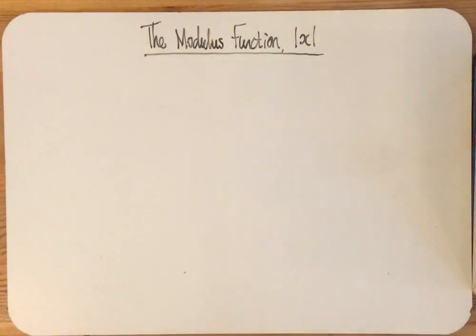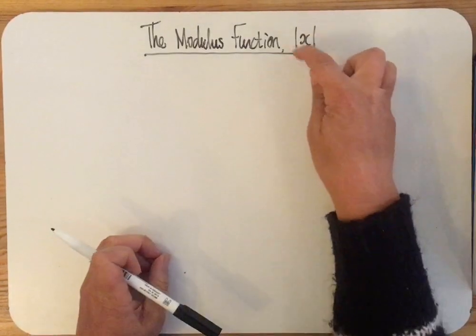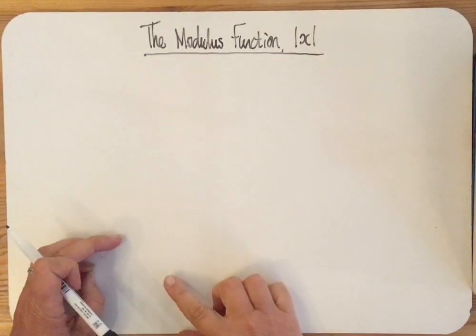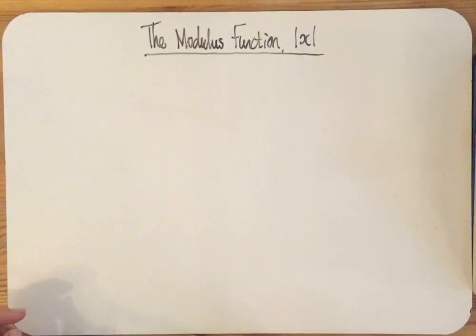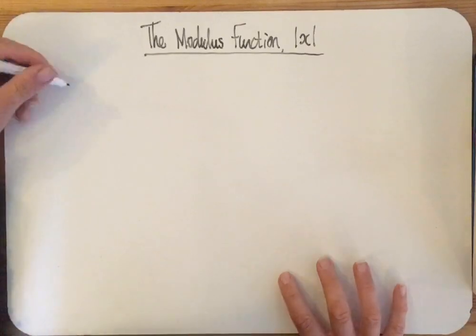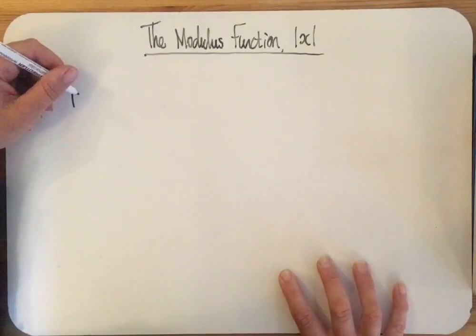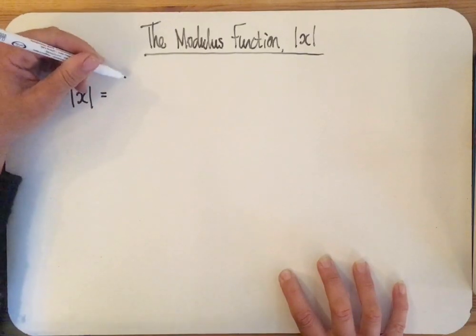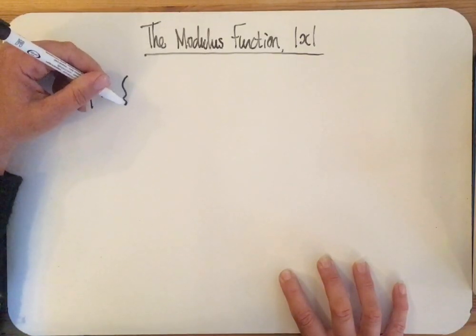Okay, the modulus function. Notation for the modulus function is two vertical lines, and it basically turns negative values into positive values. So you can think about it as giving you a magnitude. Mathematical version of that is modulus of x equals, so we've got two separate definitions.